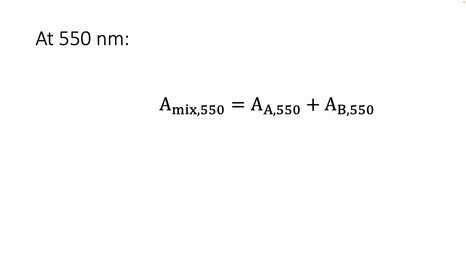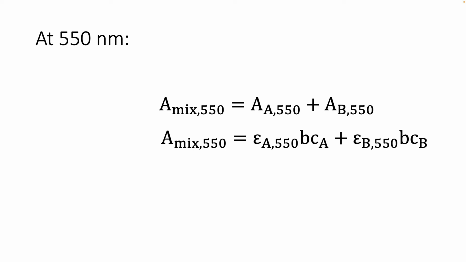So going back to what I said before, that the absorbance of a mixture is going to be the absorbance of thing A plus the absorbance of thing B. I've changed that equation a little bit. So now I'm saying the absorbance of this mixture at 550 nanometers equals the absorbance of A at 550 nanometers plus the absorbance of B at 550 nanometers. And now we have expressions we can plug in.